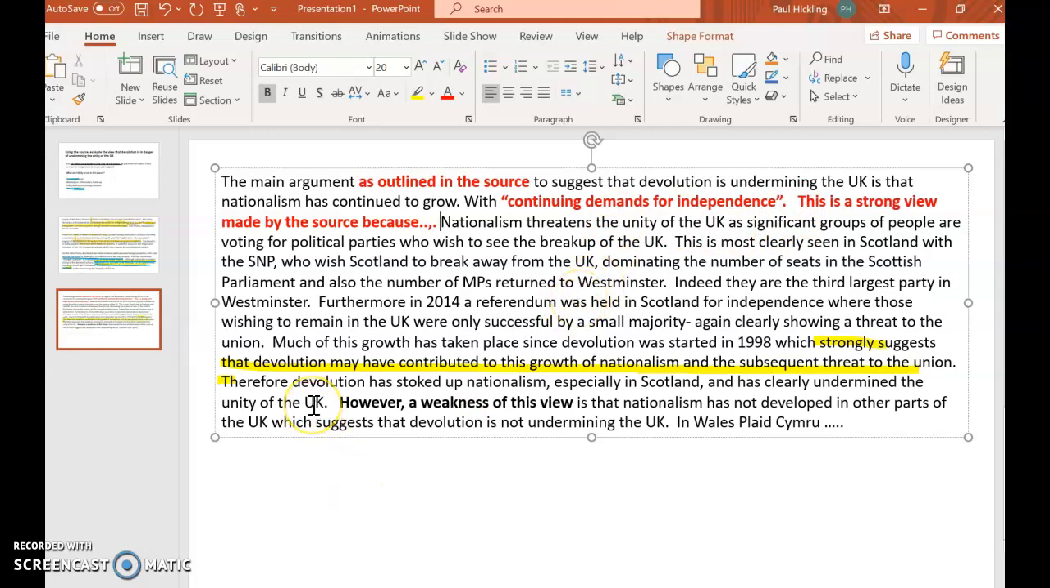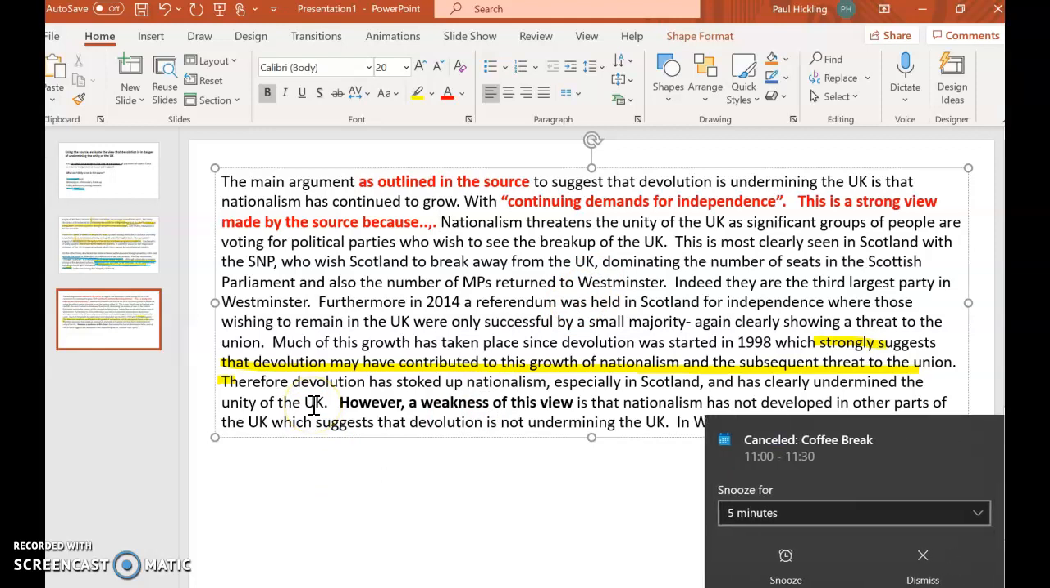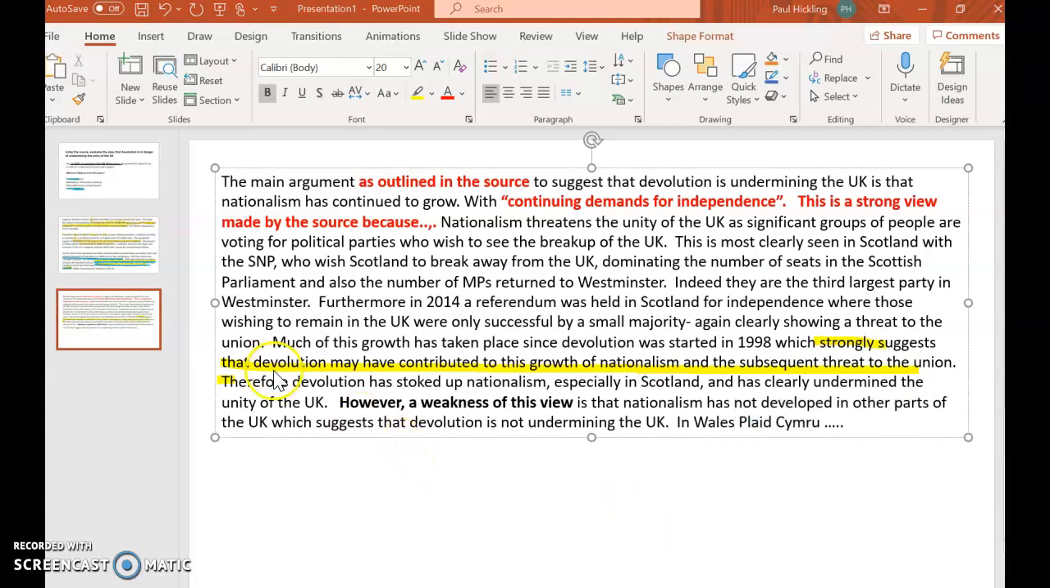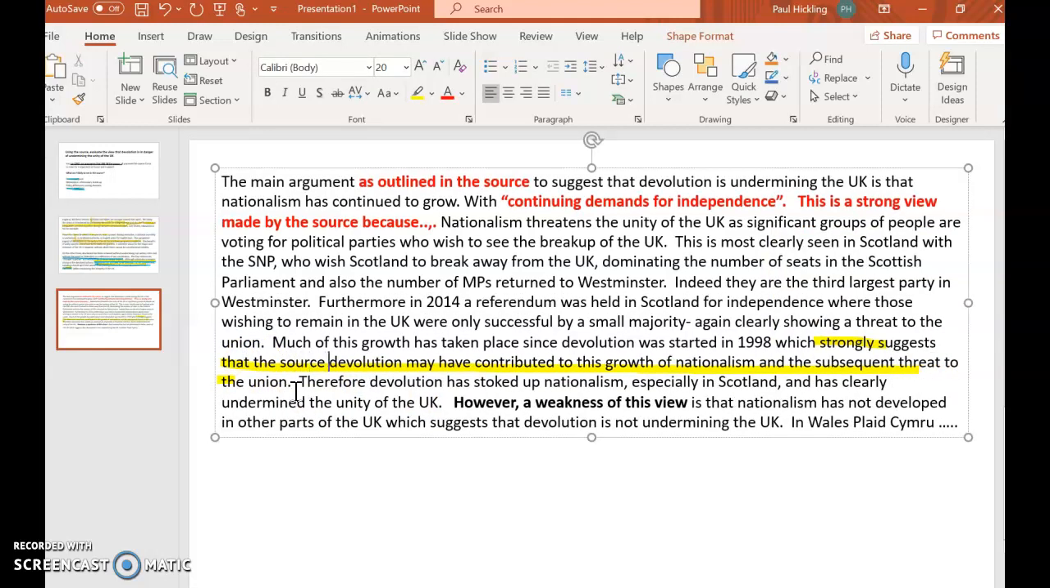Okay, I've not described the source, I've not ignored the source, but I've used my knowledge to evaluate what the source is saying. And this very end bit, before I do my counter argument, I need to just reference this source again. So here I've got "much of this growth has taken place since devolution was started in 1998", which strongly suggests that devolution may have continued this growth. So this devolution, it strongly suggests that the source is correct.